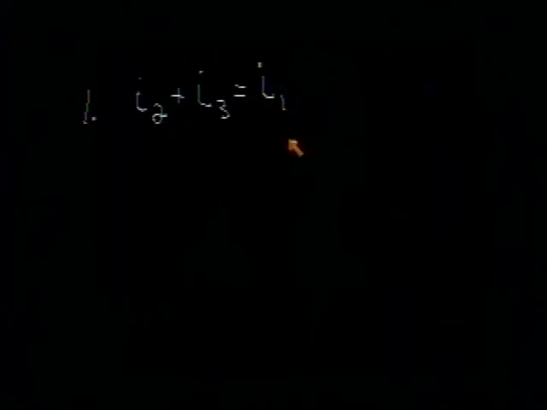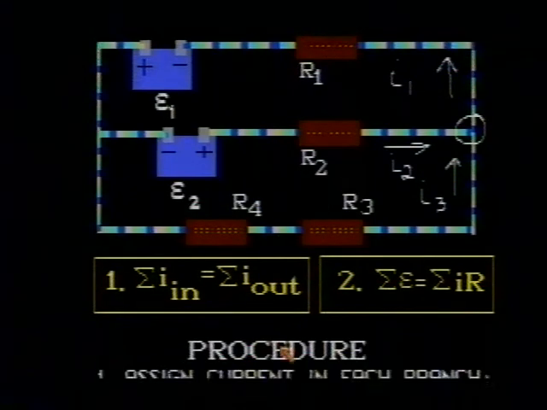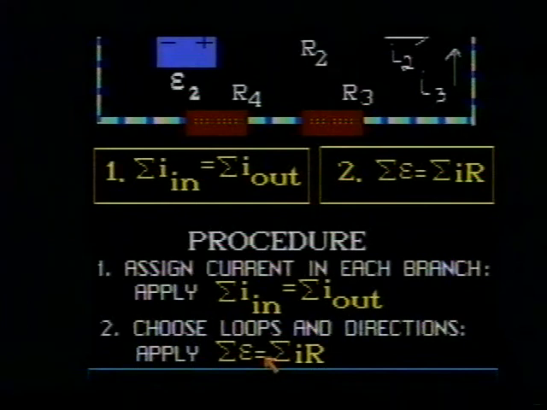All right. Let's take a look at the second step in our procedure. Step 2 is to choose loops in the circuit and directions and apply the second rule that the sum of the EMFs around the loop is equal to the sum of the IR drops. We will apply this equation for each loop that we choose. Let's choose some loops.